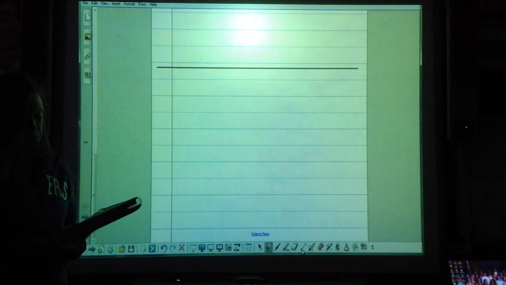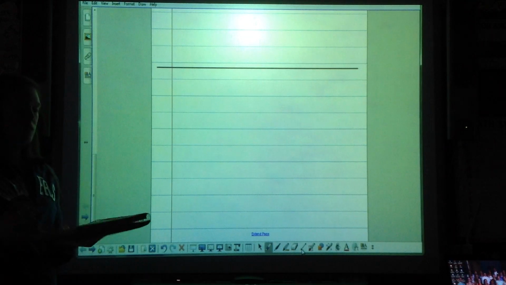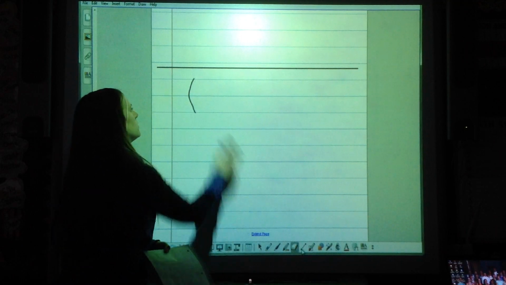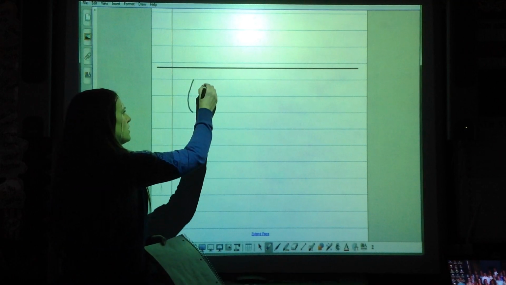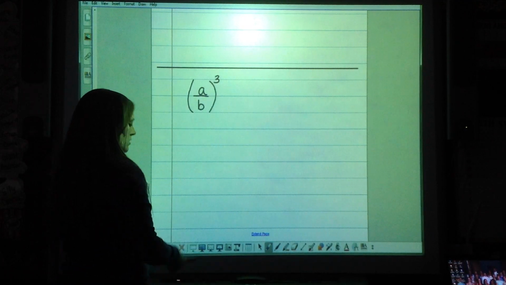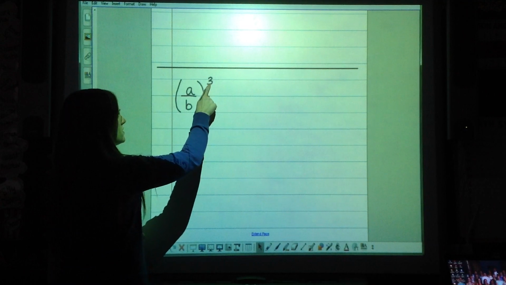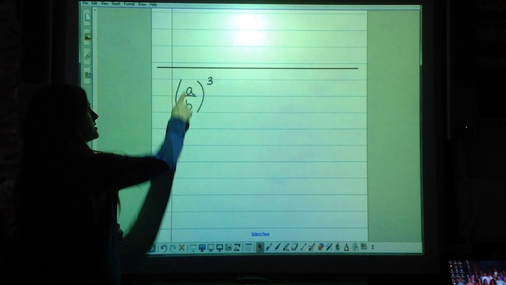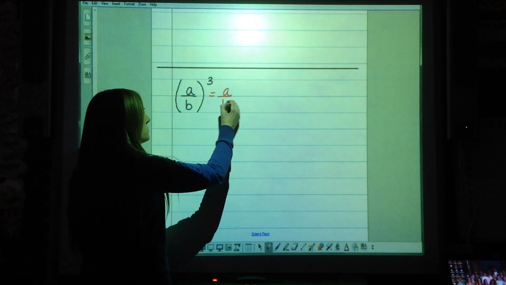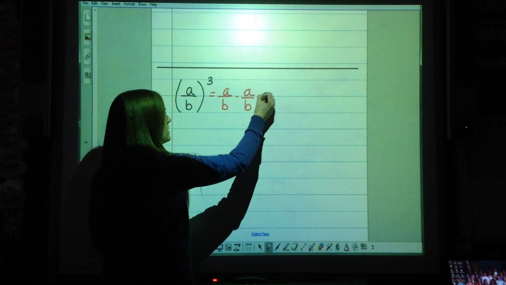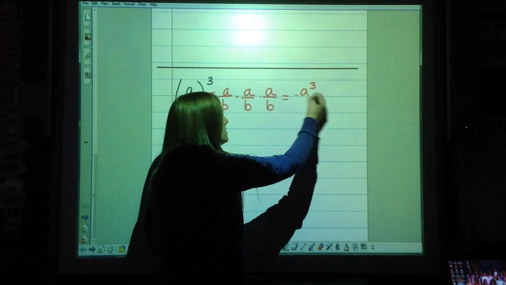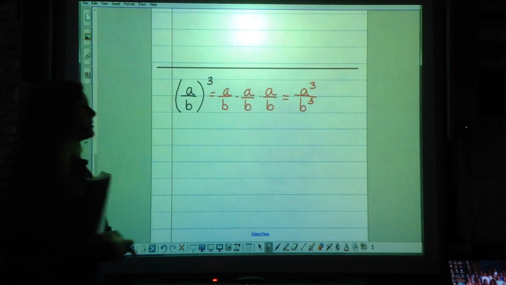Okay. This is what our next rule looks like working the long way. Let's say we have a fraction, a over b, in parentheses, and the fraction is cubed. The exponent is telling us that this is being multiplied by itself 3 times. So this really says a over b times a over b times a over b. So really, we have 3 a's and 3 b's.